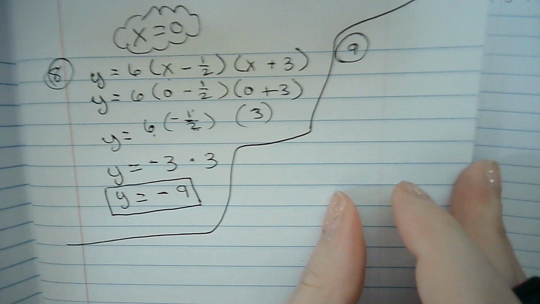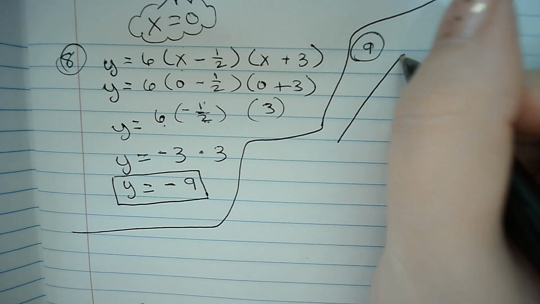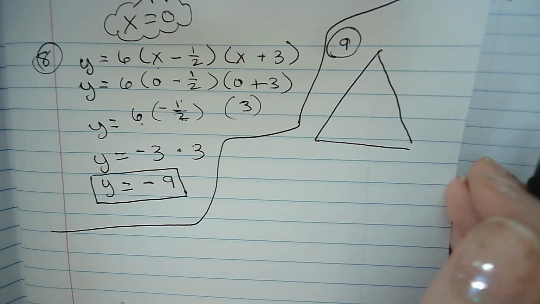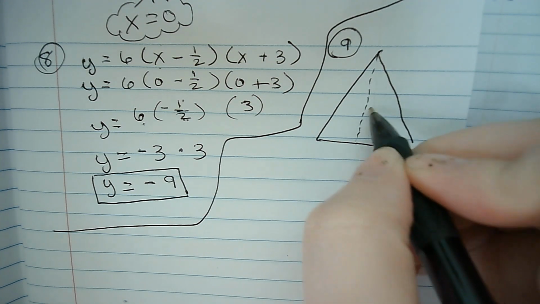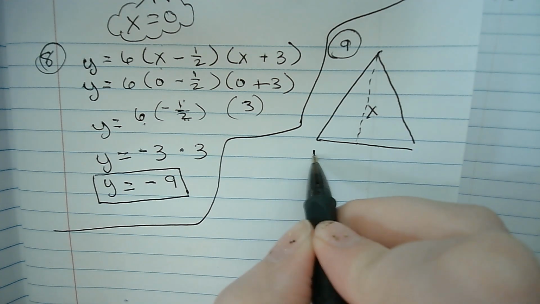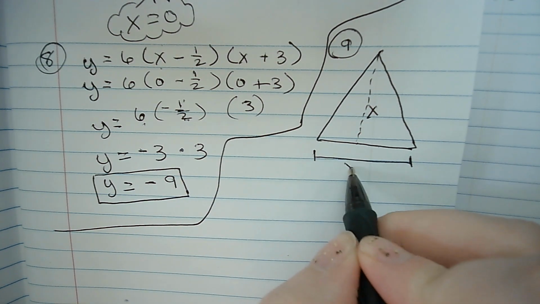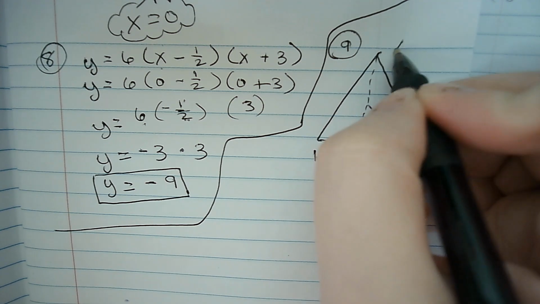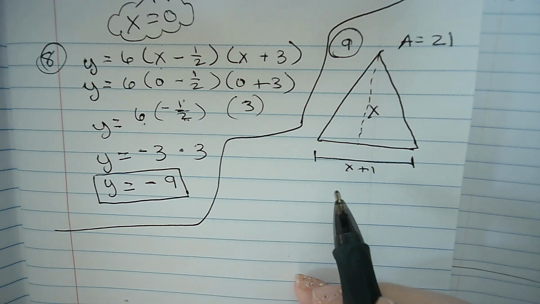Question number 9. We've got a triangle, and it looks kind of like this, where this side is a little bit longer. That's x. And then the leg down here is x plus 1. Now it's telling us the area of the triangle above is 21. So we know area equals 21. What is the value of x?